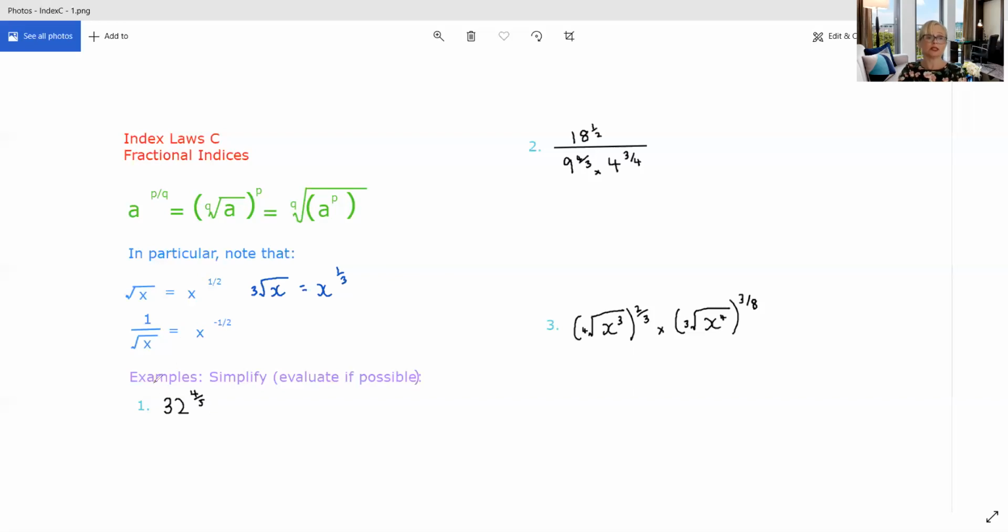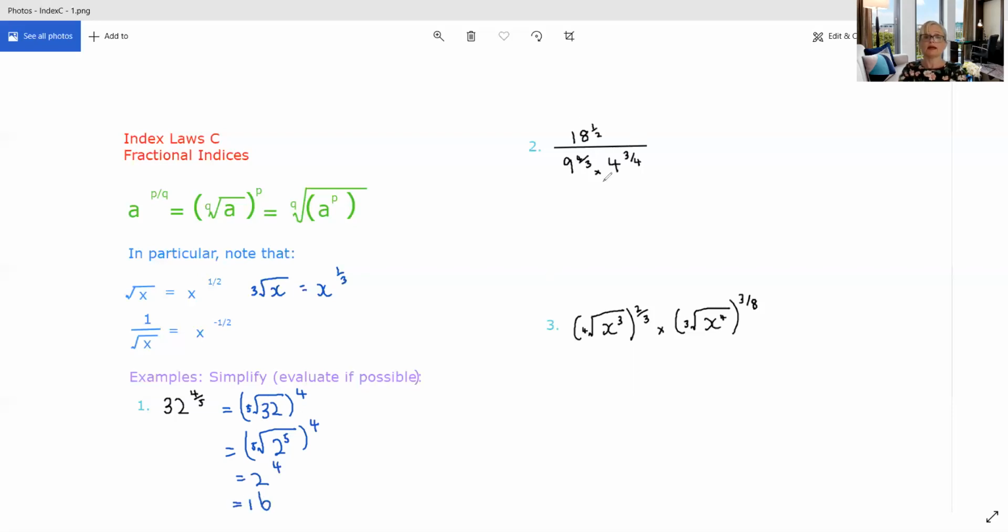However, if you've actually got a number that you're raising to a fractional index, you're better off usually taking the root first, because then you're going down to a smaller number, usually, and then you can raise that to the power. Now, you may or may not know what the 5th root of 32 is. The 5th root of 32 is the 5th root of 2 to the 5th, which of course is 2. When we raise that to the 4, we get 16.